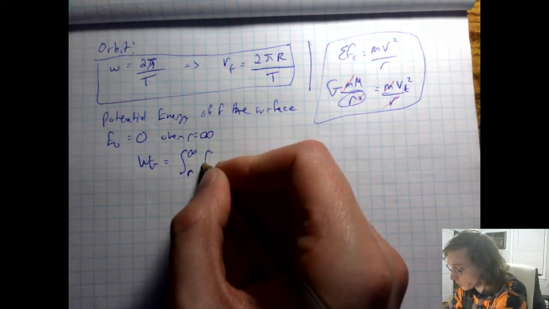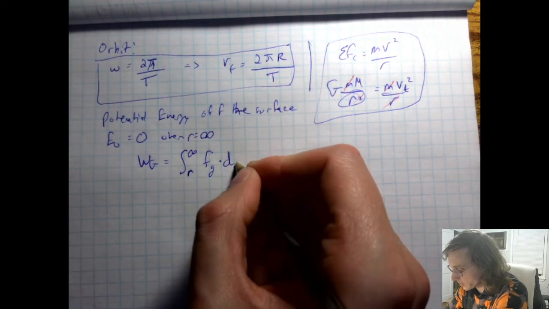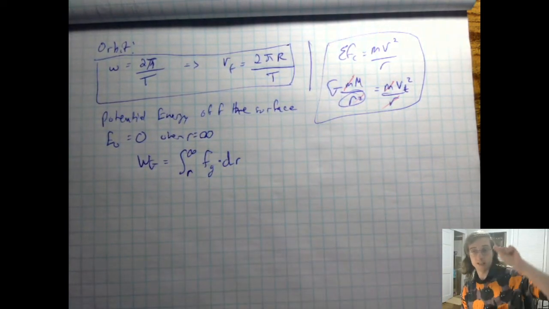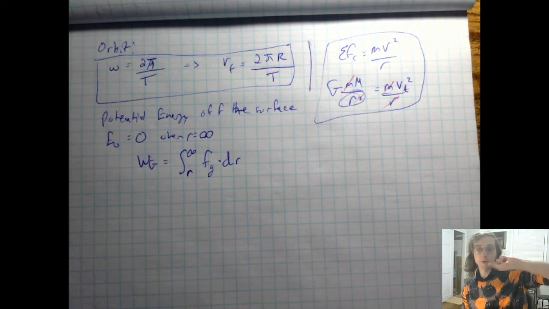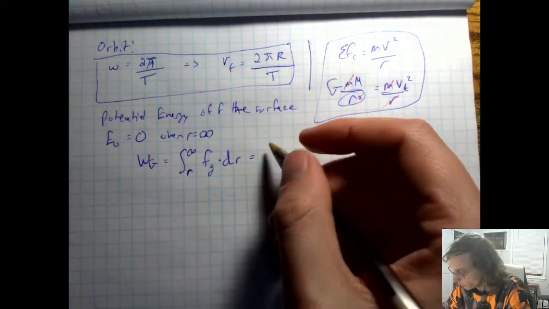And to do that, we just need to take the force of gravity and take the dot product with a tiny little distance, and move it up by a tiny little distance, and add up all of the little chunks of work that our force is doing as we move along that location.